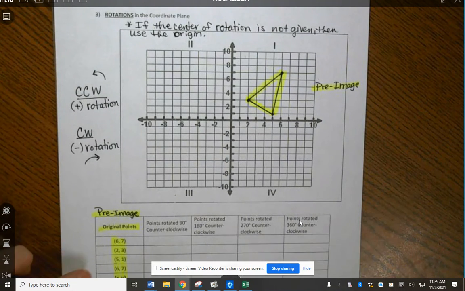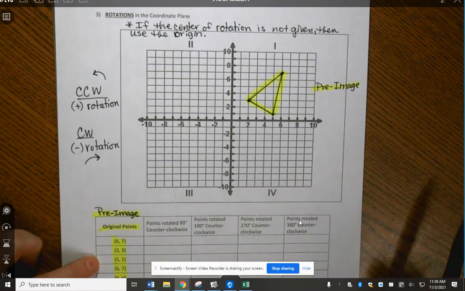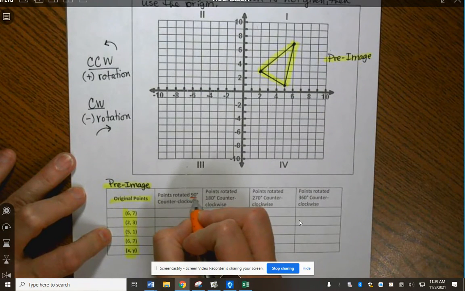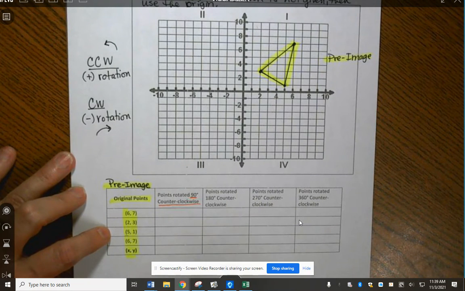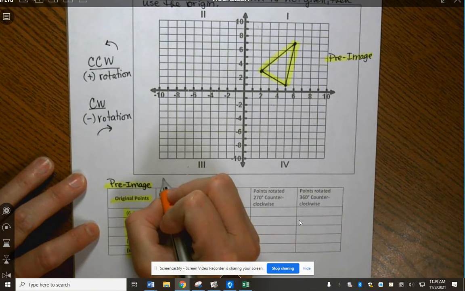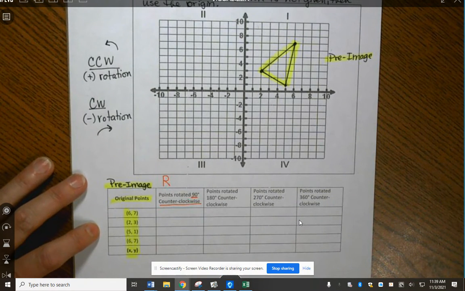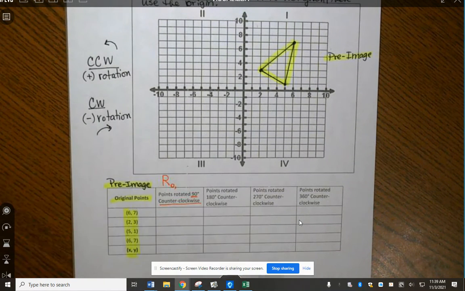When we look at our pre-image, I've already graphed it here in quadrant 1. To do this rotation, we're going to go 90 degrees counterclockwise, and we're going to rotate around the origin because I wasn't told what the center of rotation is. One type of notation you can use is a capital R for rotation. Provide the center of rotation. I'm going to put O for the origin.